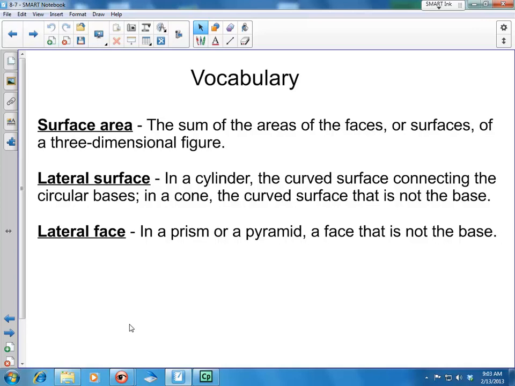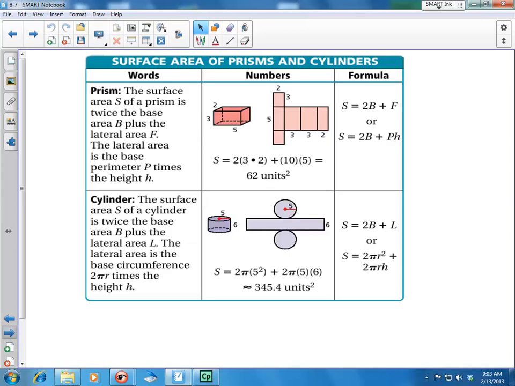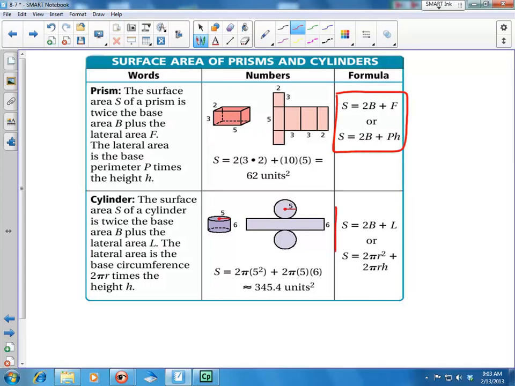All right, let's take a look at our formulas for today. You don't have to copy this whole thing down. I'm mostly concerned with my formulas right over here. These are the important parts. Now, what does this mean? Let's take a look.